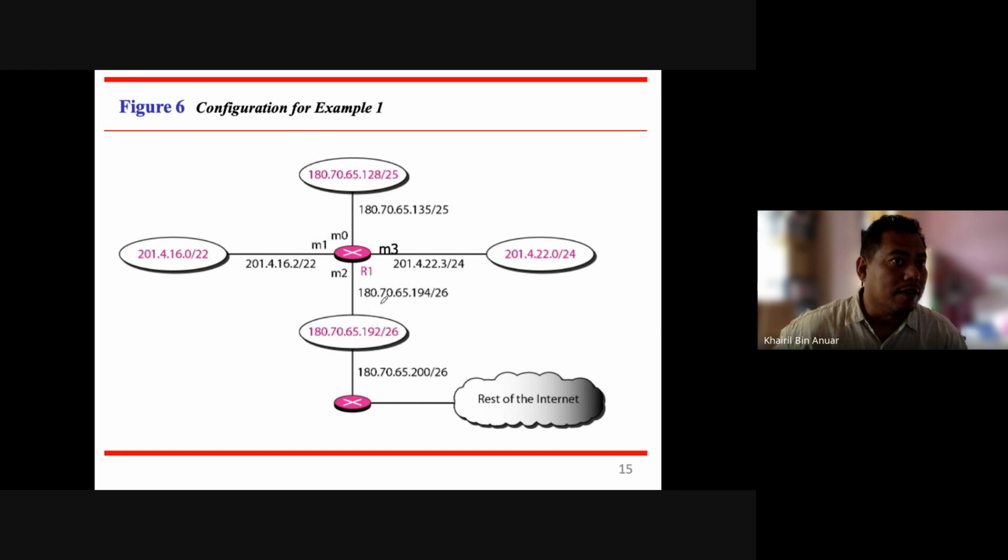Then here you have the network 192/26, and the specific IP address is 194.26. The interface is M2. The other interface over here connects to the second router, and the next network will be here, but it is not defined with respect to this example itself.